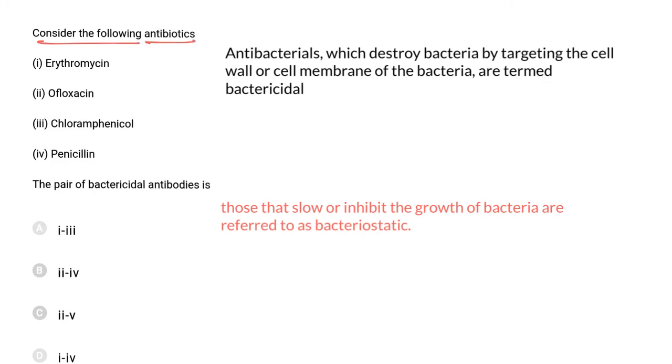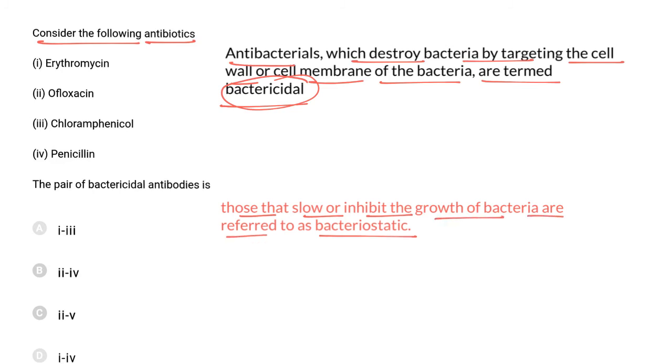Consider the following antibiotics. So we have two types of antibiotics: antibacterials which destroy bacteria by targeting the cell wall or cell membrane of the bacteria are termed bactericidal. Now these bactericidal are those antibacterials which completely destroy bacteria, while we have bacteriostatic, those antibiotics which slow or inhibit the growth of bacteria are referred to as bacteriostatic.